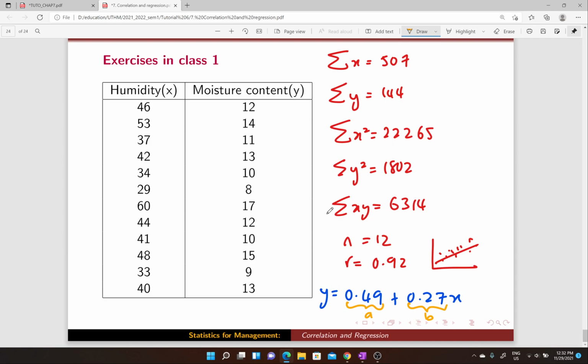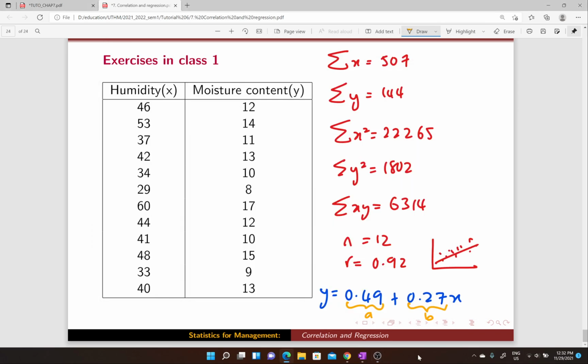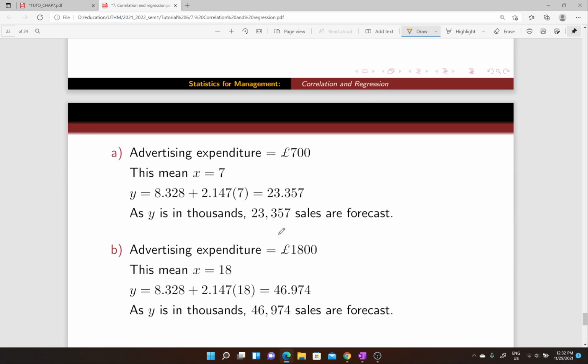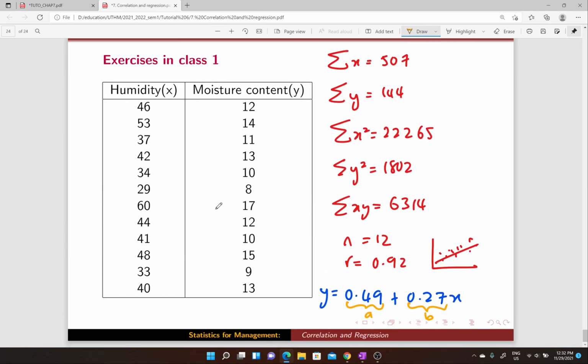Before that, as I promised, I will spend some time on the tutorial for the first 3 chapters. For today, I have finished this chapter, correlation and regression. Correlation, we have to find the R. Regression, we have to find the line. This chapter is finished. Next class on Sunday, we are going for the new chapter. I will share with you what the chapter is.